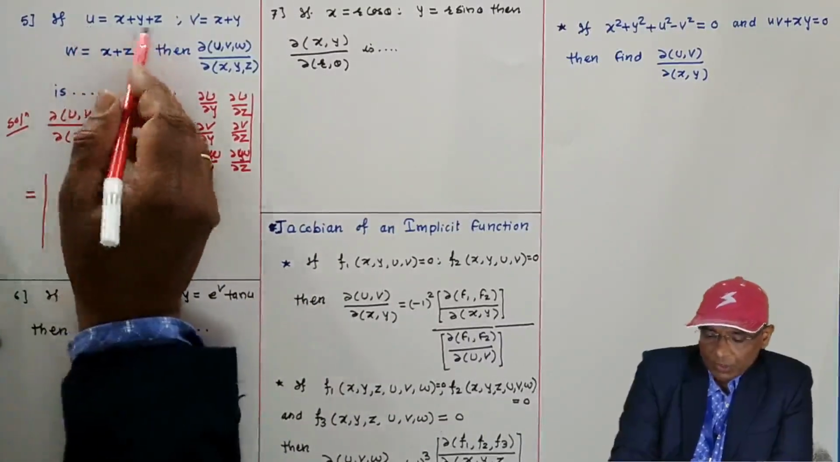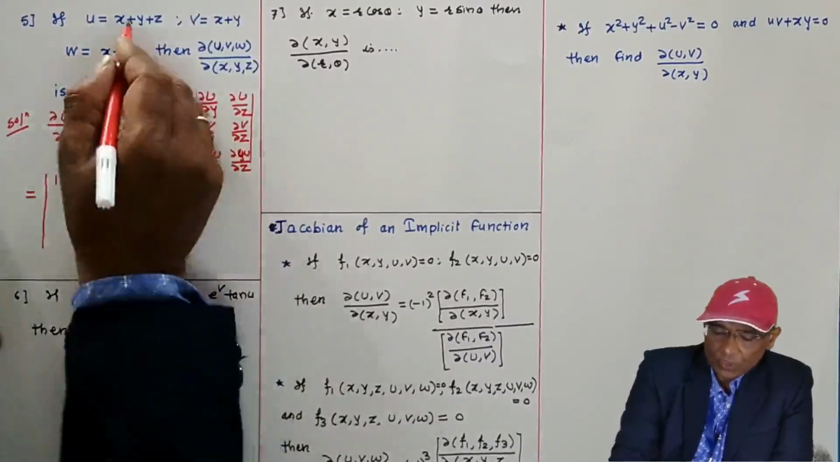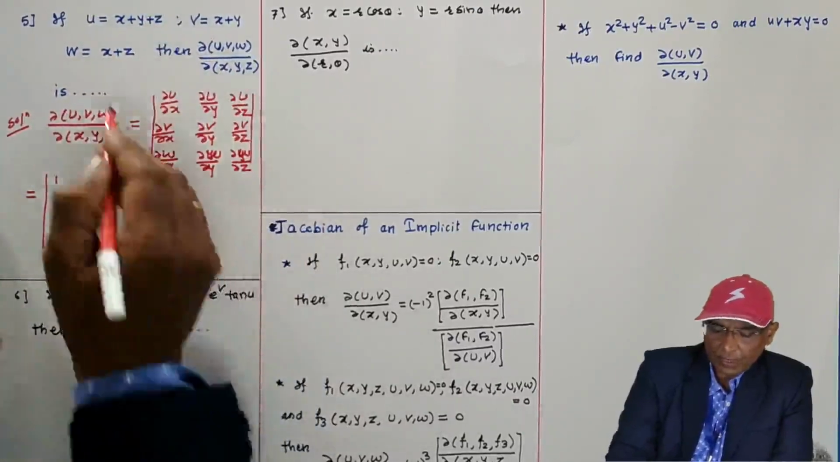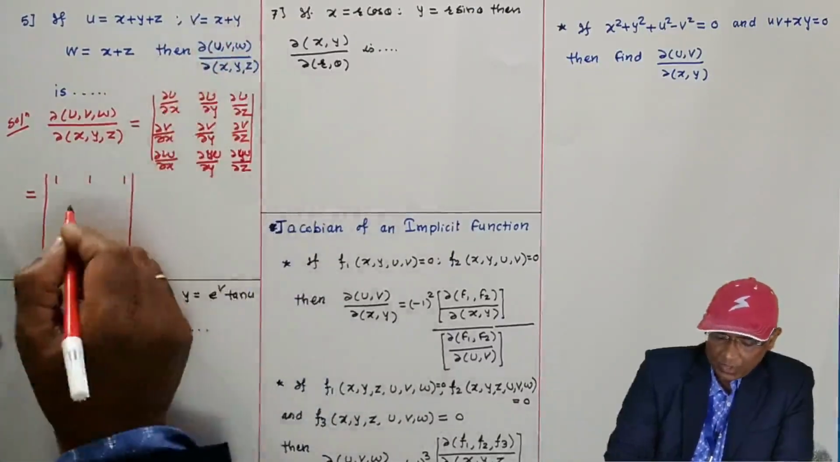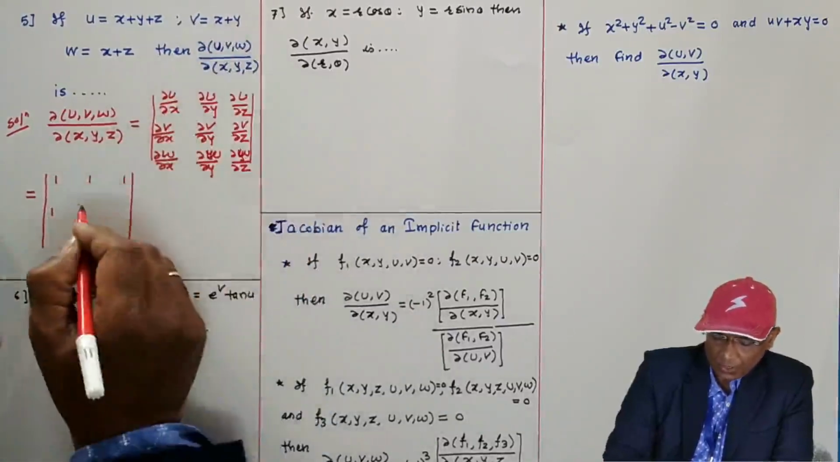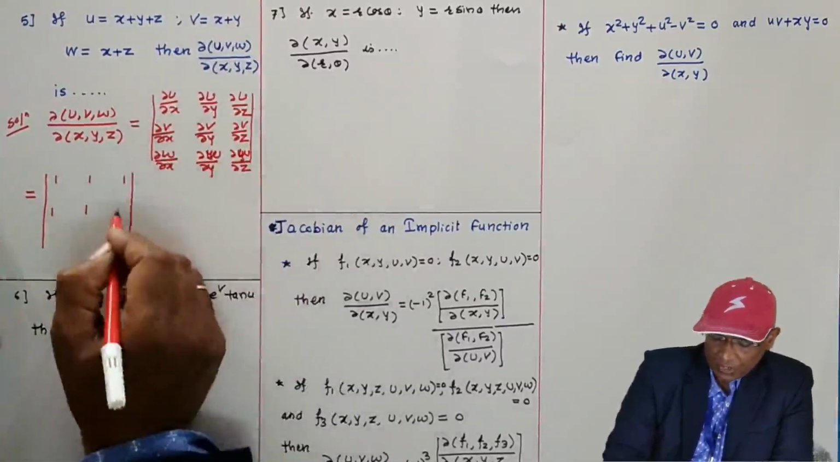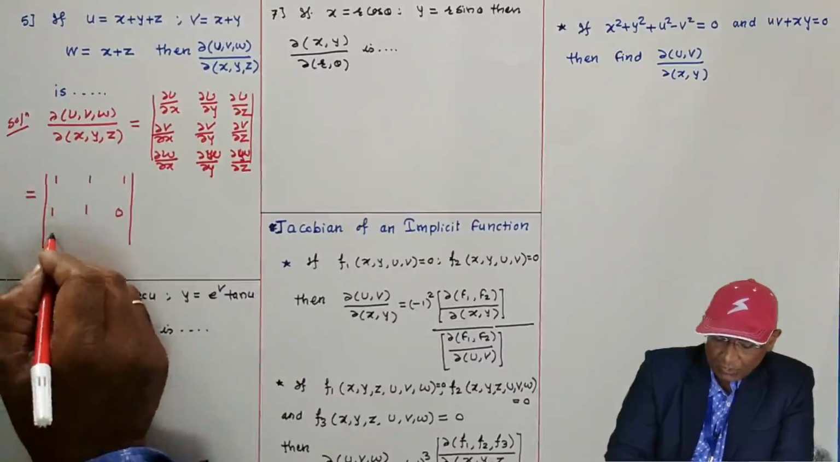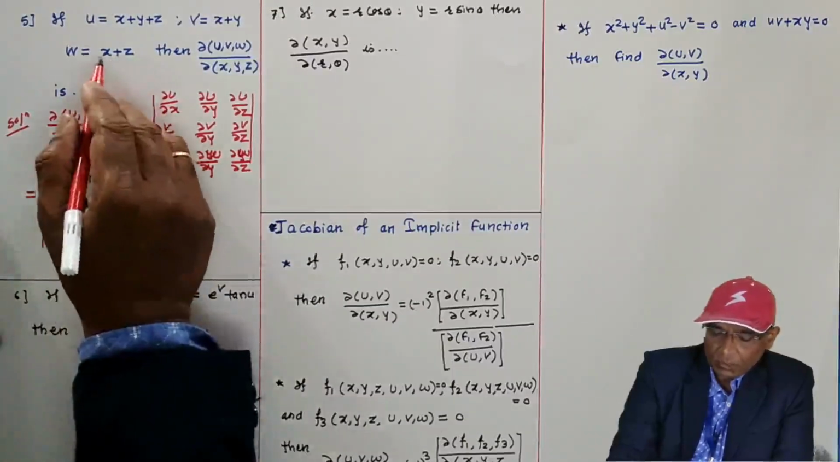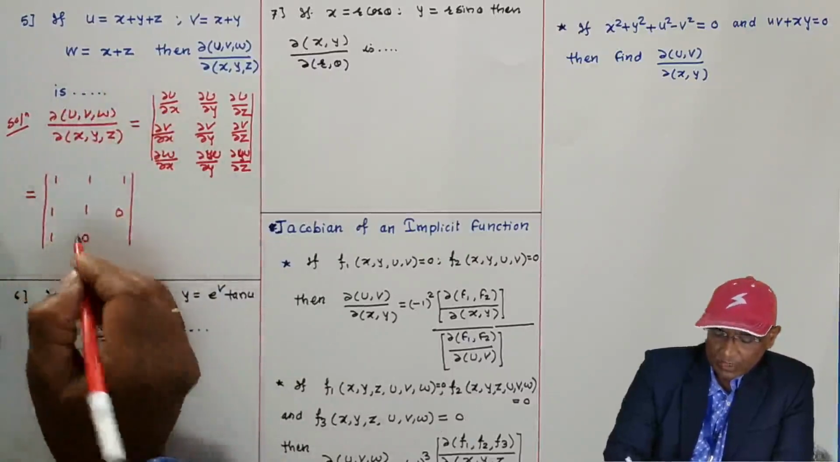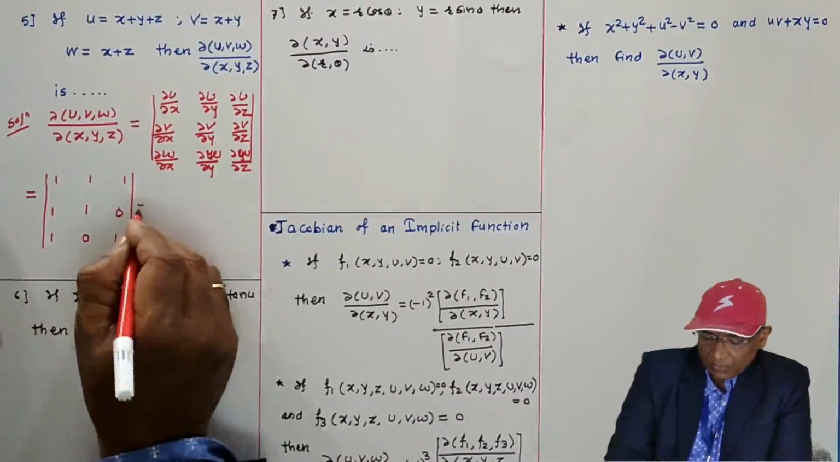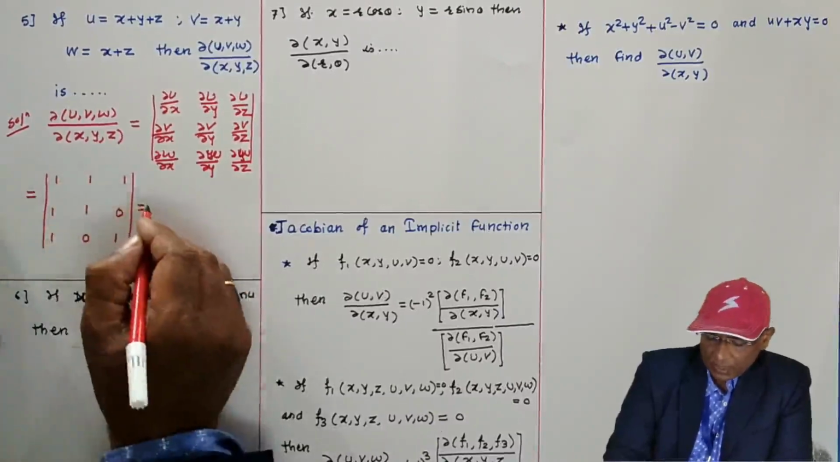Derivative of u with respect to x is 1, derivative of u with respect to y is 1, derivative of u with respect to z is 1, derivative of v with respect to x is 1, derivative of v with respect to y is 1, derivative of v with respect to z is 0, derivative of w with respect to x is 1, derivative of w with respect to y is 0, derivative of w with respect to z is 1. Now try to simplify this determinant.